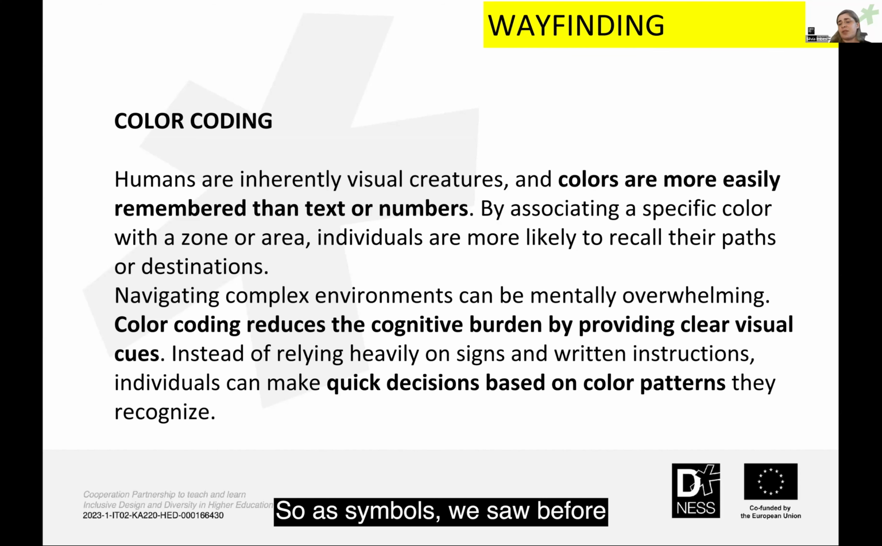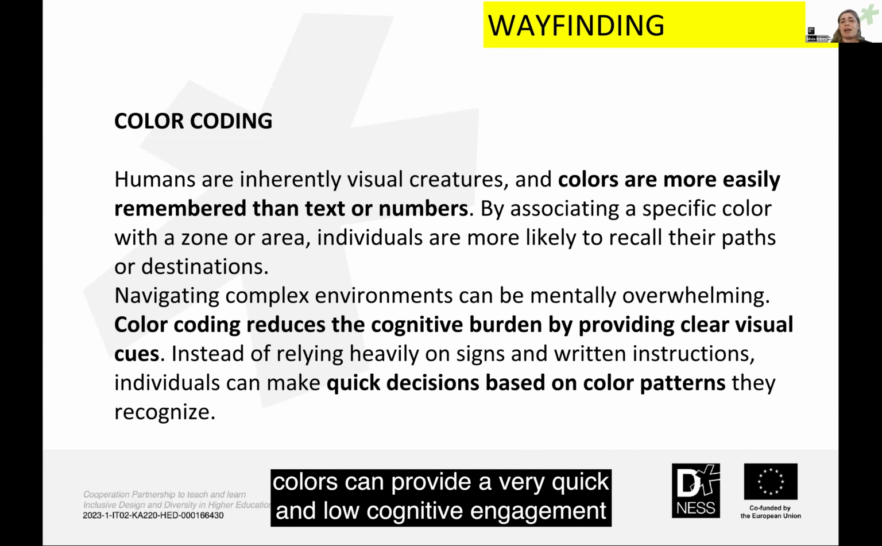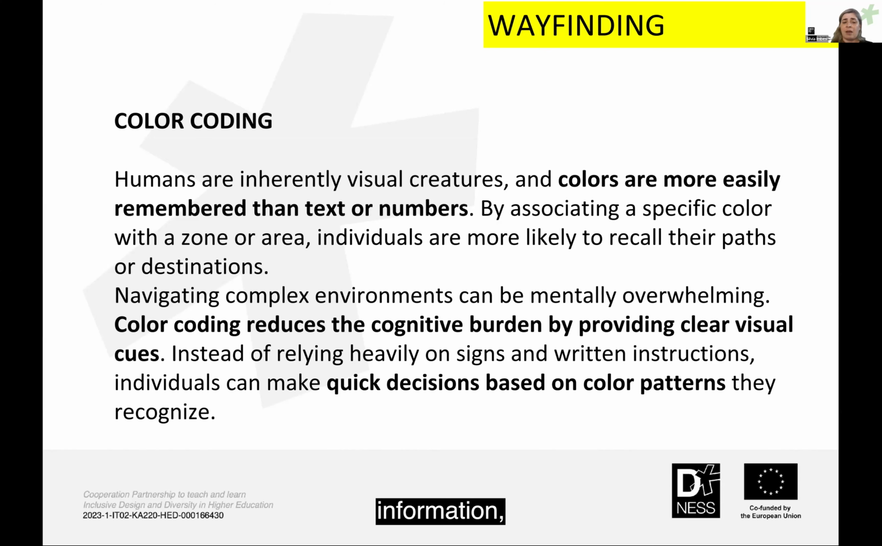So, as with the symbols we saw before, colors can provide very quick and low cognitive engagement information because our brain can elaborate colors quicker than writings or images.